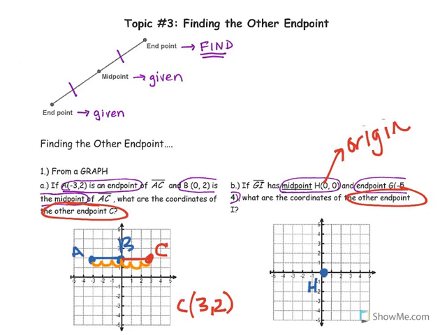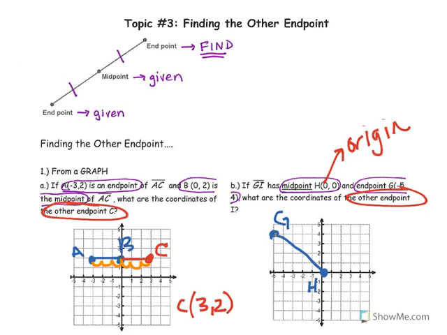And G is negative 5, 4, left 5, up 4. That's G. And I have this half of the segment. Now remember, in the last video we learned we can't count how far apart these are when it's slanted like that, because it doesn't cut through those boxes evenly. So we count both vertically and horizontally when we do this.